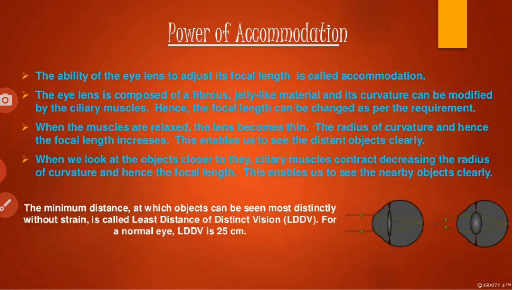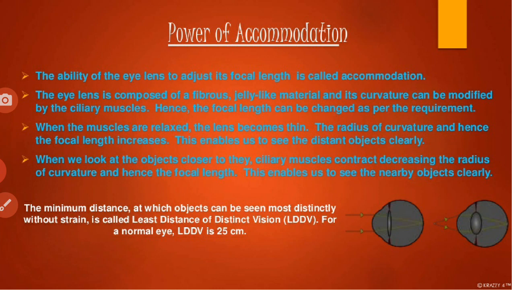Now we discuss the power of accommodation. The ability of the eye lens to adjust its focal length is called accommodation. The eye lens is composed of fibrous jelly-like material and its curvature can be modified by the ciliary muscles. Hence, the focal length can be changed as per the requirement. When the muscles are relaxed, the lens becomes thin. The radius of curvature and hence the focal length increases. This enables us to see distant objects clearly.